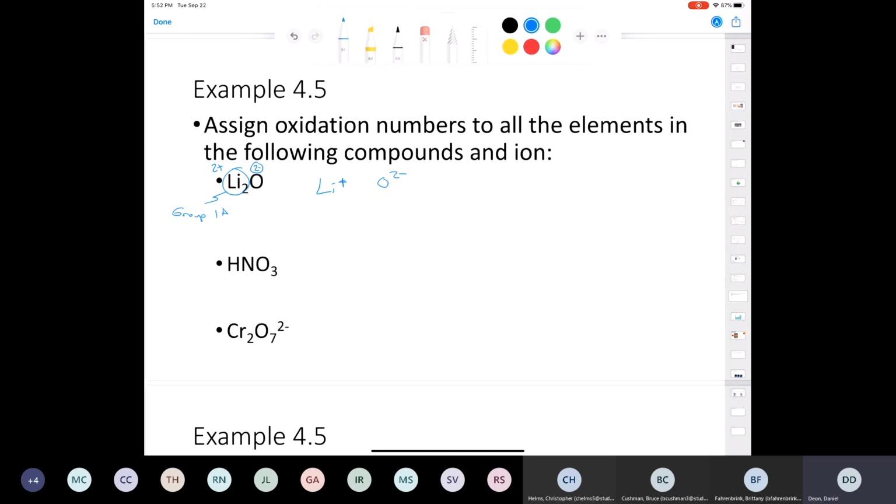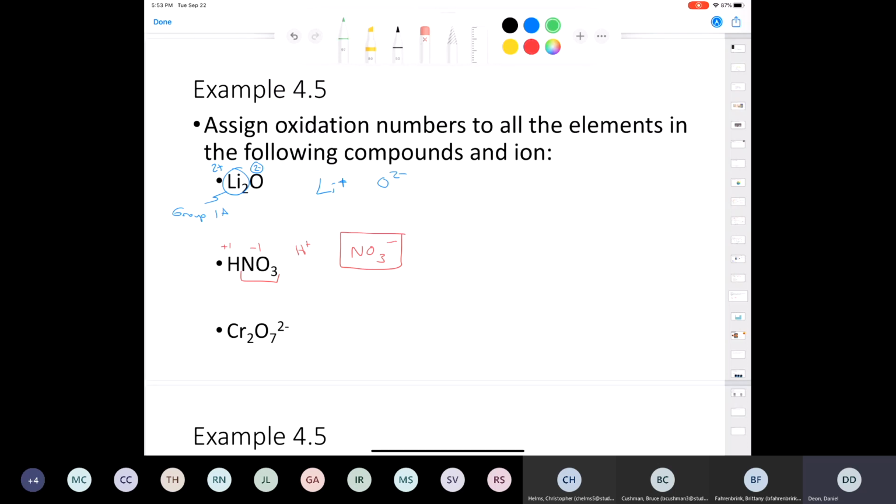The next one is nitric acid. This one gets a little bit more interesting, so follow me carefully here. Hydrogen is almost always +1, and that makes sense because the polyatomic ion nitrate is -1. Nitrate, NO3-. So that makes sense, but now we want to dissect the NO3 ion. We've already decided that hydrogen is +1. What about the NO3- ion? Remember, the sums of the oxidation numbers of the 3 oxygens and the nitrogen have to equal -1.